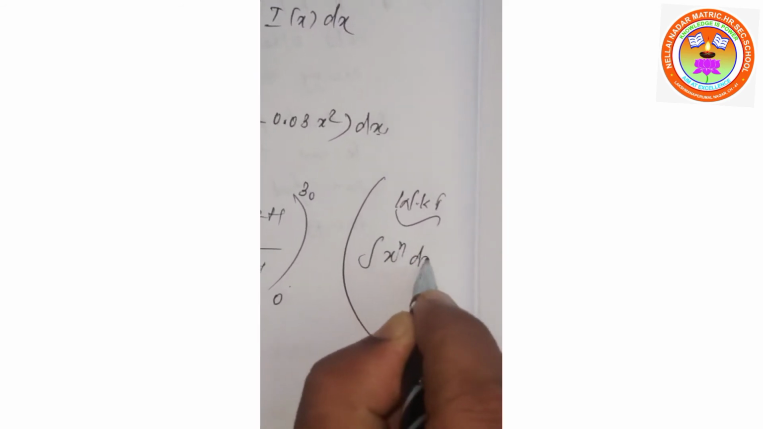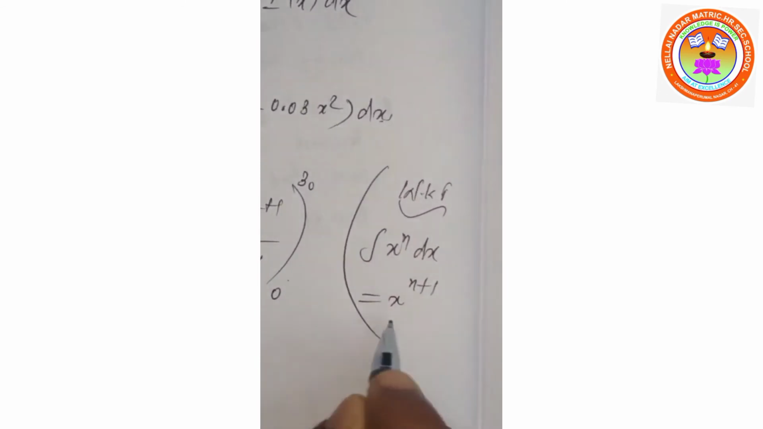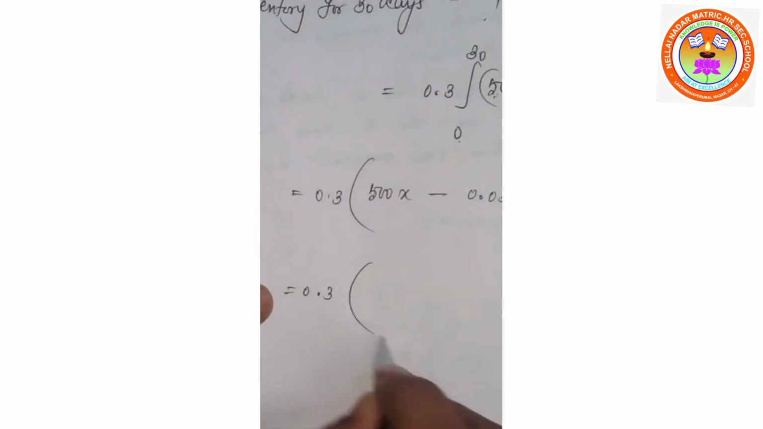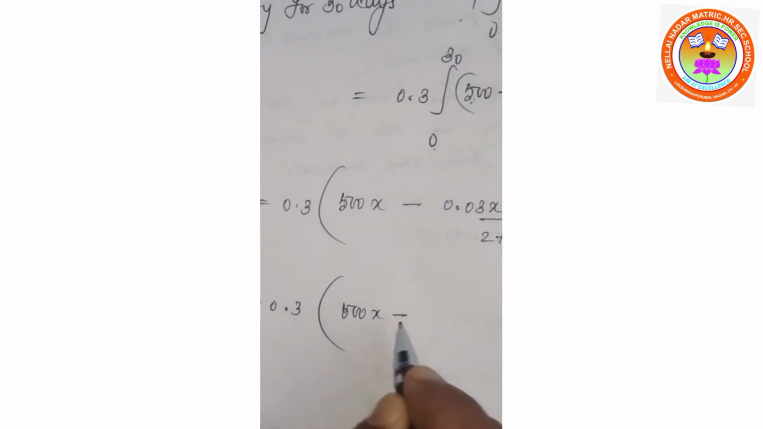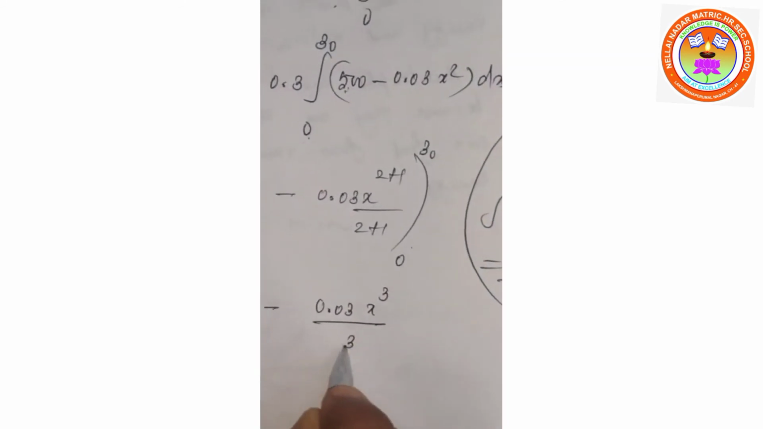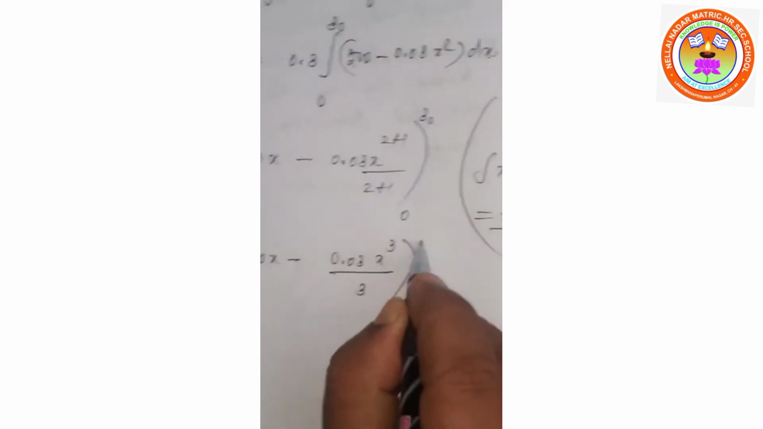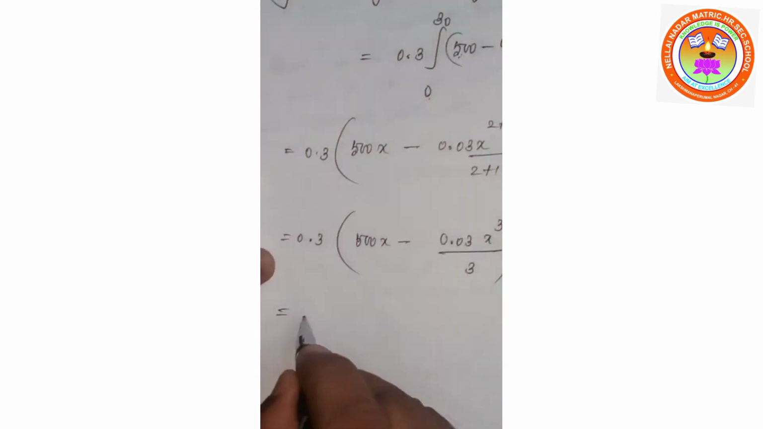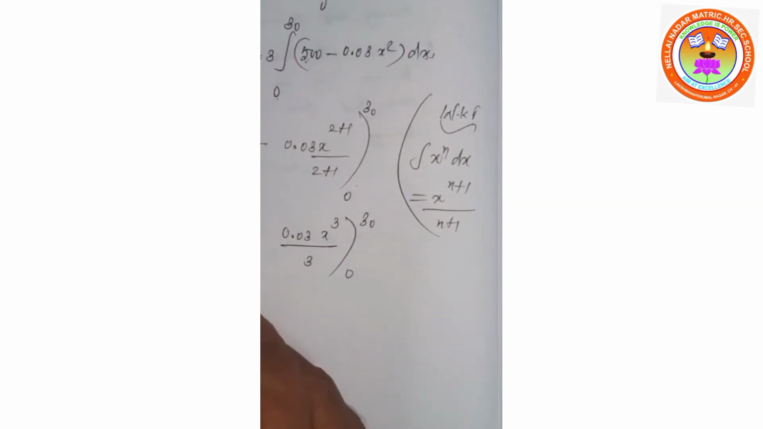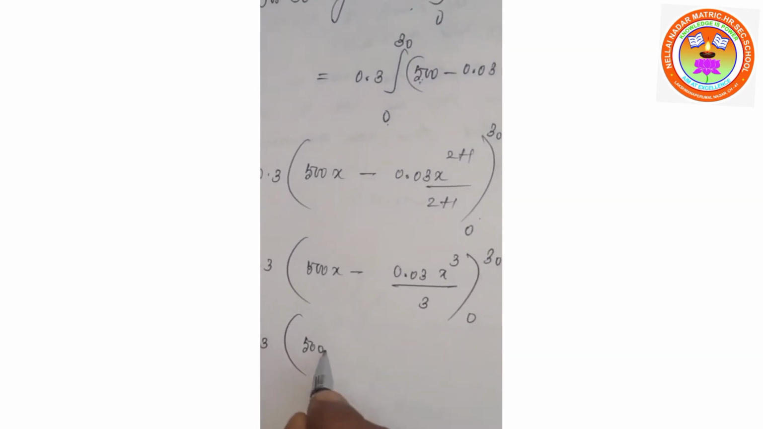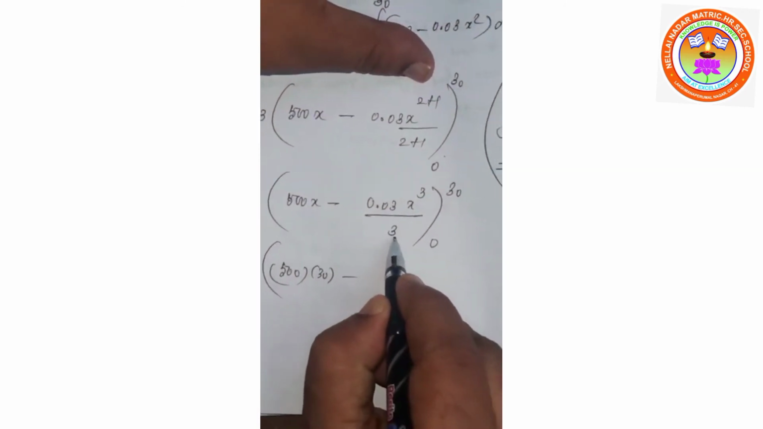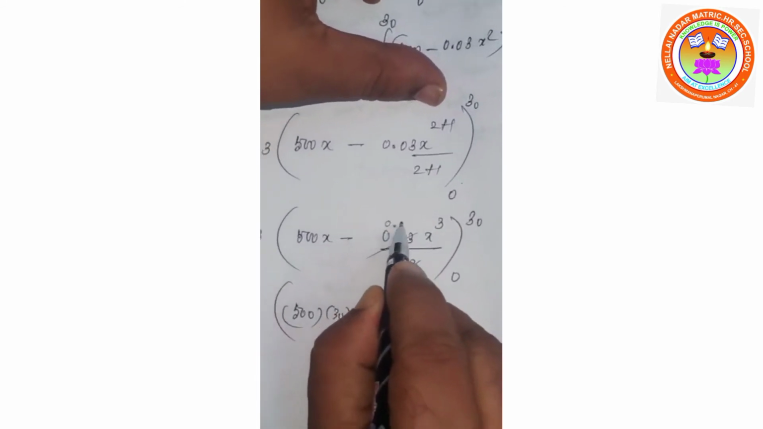Here the formula we have used, integral x power n dx is equal to x power n plus 1 divided by n plus 1. That is equal to 0.3 [500x minus 0.03 x cube divided by 3]. 2 plus 1 is 3, limit 0 to 30, equals 0.3. Apply the upper limit, replace x by 30. 500 into 30 minus 0.03 divided by 3 can cancel, that is equal to 0.01.